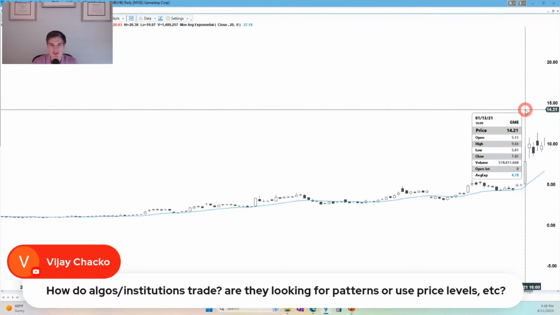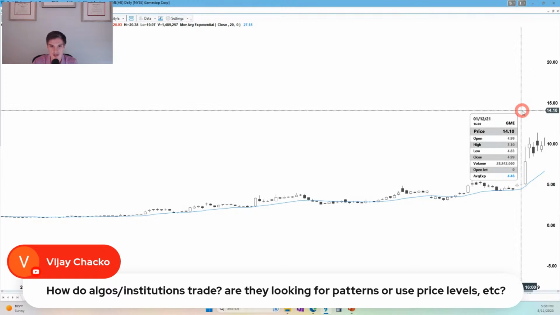Anyways, this is January 13th. There were 578 million shares traded in one day. The prior day had 28 million. It always makes me laugh when Reddit traders talk about how Reddit beat Wall Street. Sure, maybe Reddit traders caused it, but this is institutional trading. You're not getting 578 million shares from retail; that's institutions.